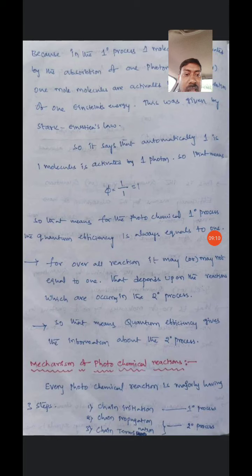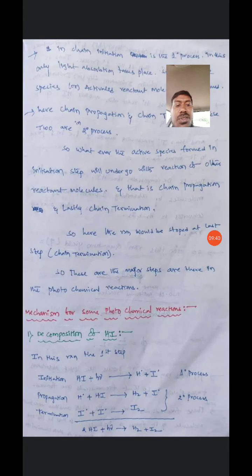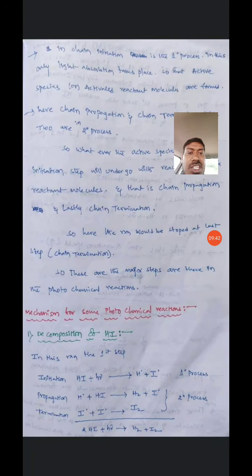First one is chain initiation, the primary process; second is chain propagation; and third is chain termination. Of these three, chain initiation is the primary process, and chain propagation and chain termination are the secondary process.